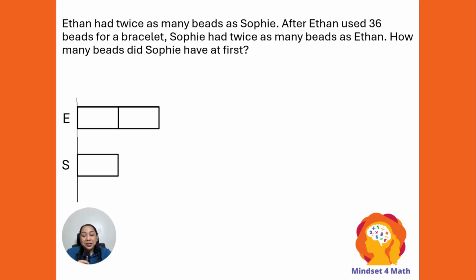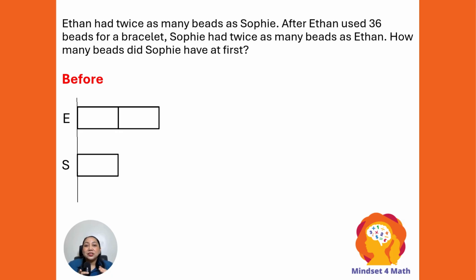Since we are comparing here the number of beads of Ethan and Sophie, we are going to use the comparison model. We'll start with a straight line and we'll put the labels E and S to represent the beads of Ethan and Sophie. Ethan had twice as many beads as Sophie, so we will use 2 units for Ethan and 1 unit for Sophie. After Ethan used 36 beads for a bracelet, Sophie had twice as many beads as Ethan.